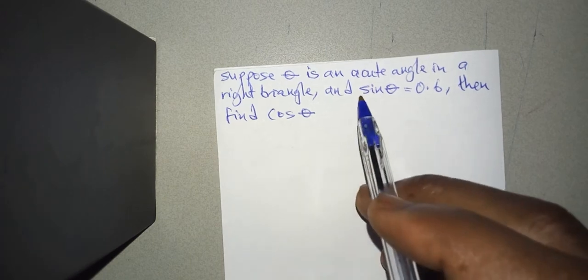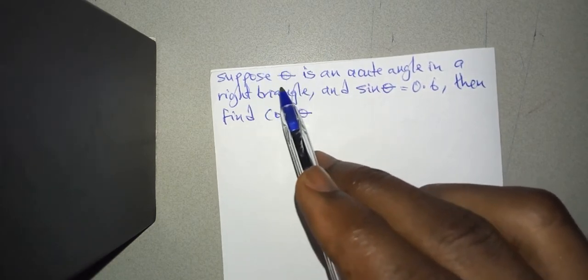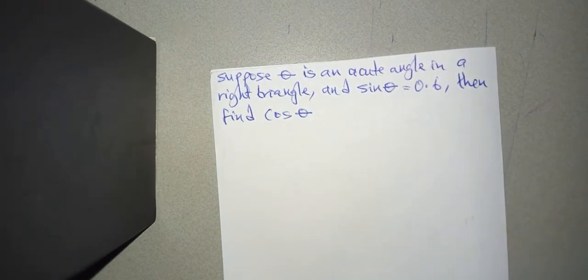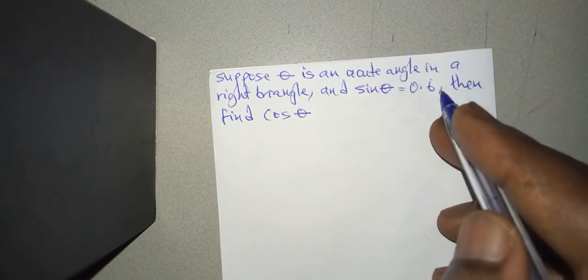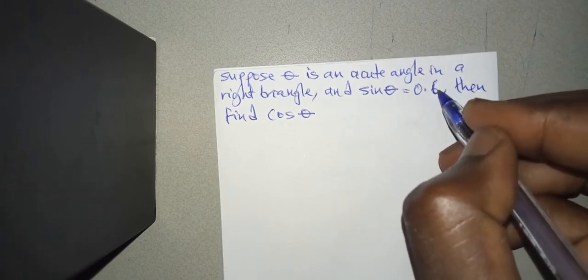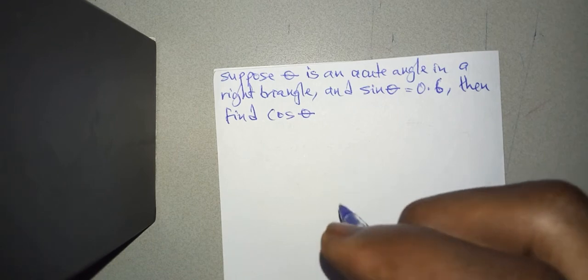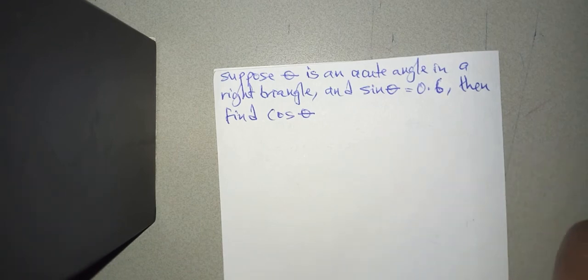Now, we are told that some angle theta is an acute angle in a right angled triangle, and the trig ratio of that theta, sine theta, is equal to 0.6. Then we are asked to find cos theta. If you want to give it a try, you can pause the video. If you don't, stay and follow me.